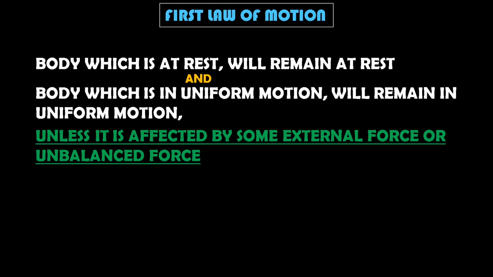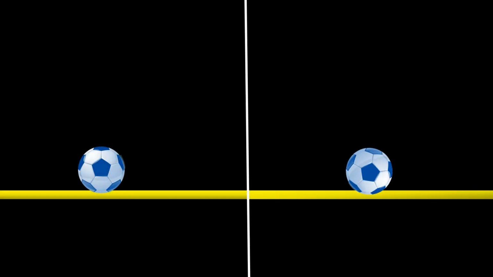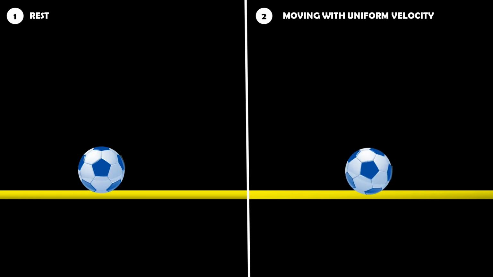Now let's understand this first law of motion by considering a practical example in which we consider two cases. In the first case, the football is at rest, and in the second case, the football is in uniform motion, that is, it is moving with uniform velocity. In the first case, there are two forces acting on the football. The first one is due to the earth, acting downwards, which is termed weight and is represented by W. And the second force is acting upwards, applied by the surface on the ball, represented by capital N.